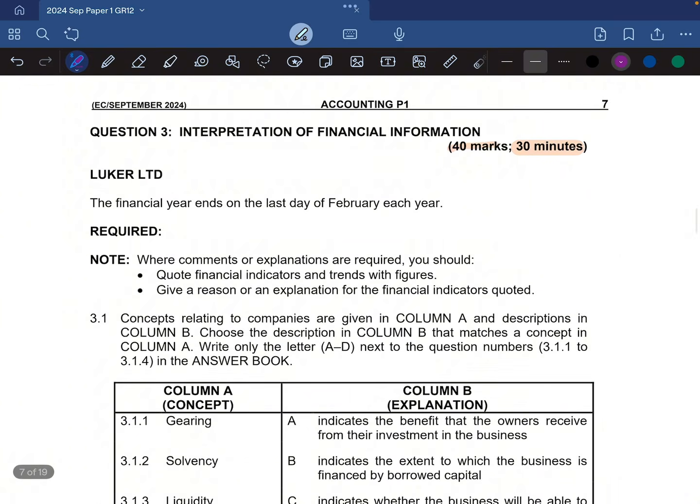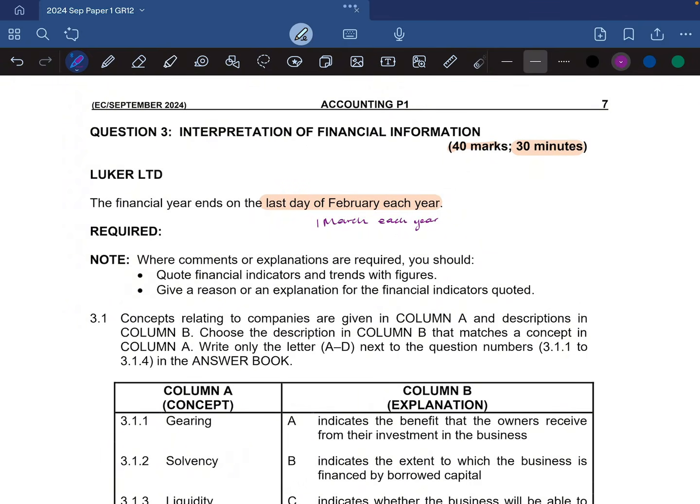Okay, so to begin with the question, it's Luca Ltd. So the financial year ends on the last day of Feb each year. Okay, so it's Feb 20. So here they haven't really given us 20 something, but it's just the last day of Feb each year. And then we know that it begins on the 1st of March. Okay, so we are required to note where comments or explanations are required.